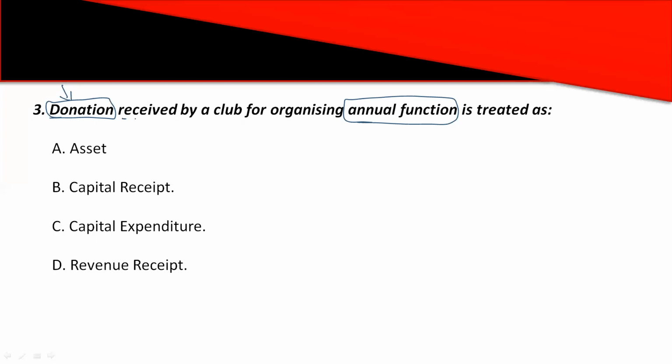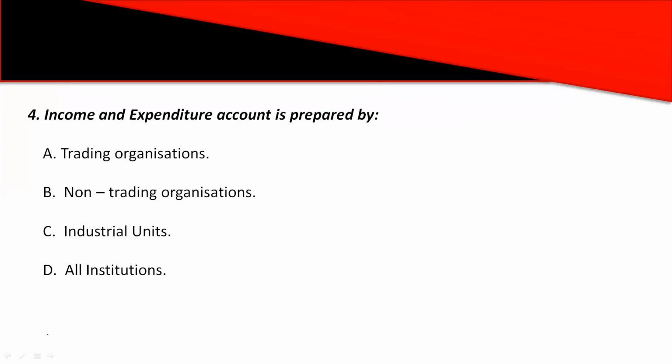We are receiving the donation, definitely it's a receipt. We should find out whether it is a capital receipt or a revenue receipt. As I told you, donation is received for some specific purpose. The purpose is mentioned here, for organizing annual function. This happens only once in a year. So here we are treating it as a capital receipt. If it was given only donation received by a club, then it would have been a revenue receipt. Clear? Donation for specific purpose is always capital in nature.